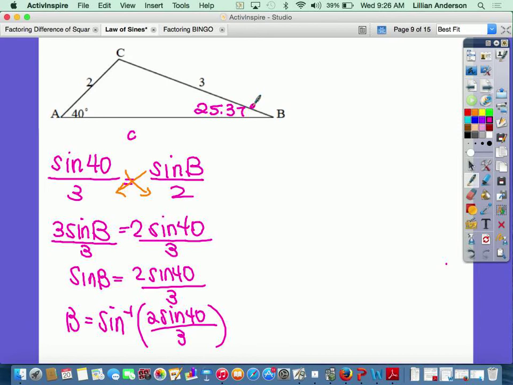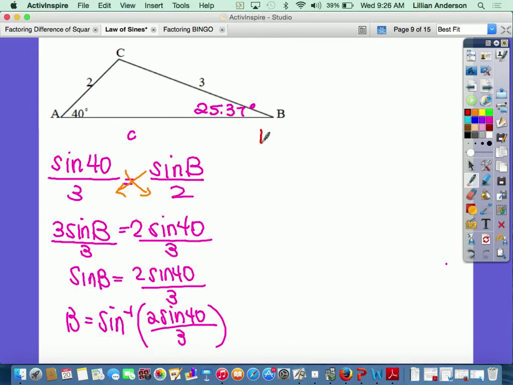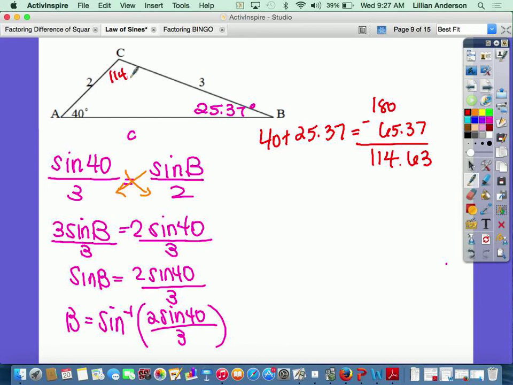Degrees. Next, we want to find angle C. Add up the two angles and subtract it from 180. 114.63 degrees. And now I can use my law of sines.